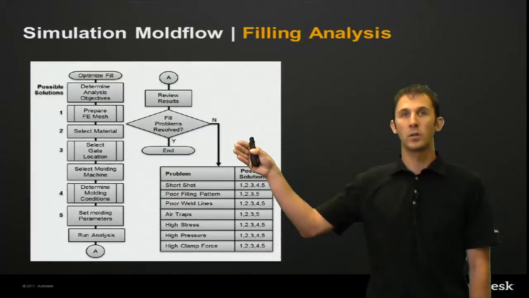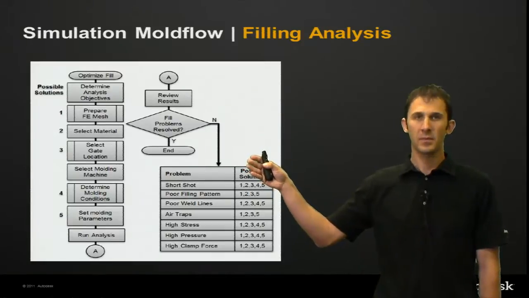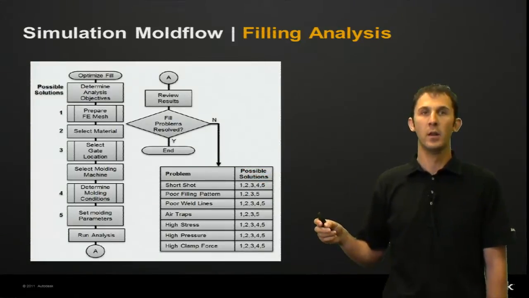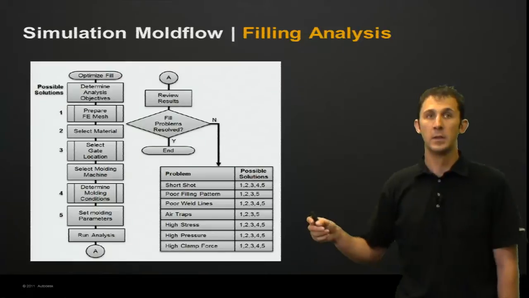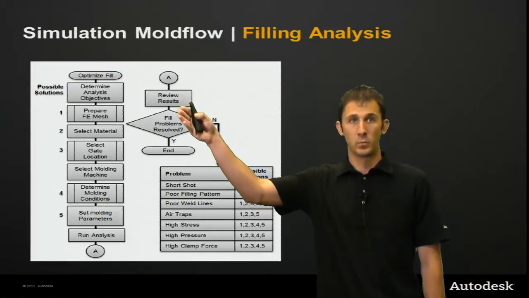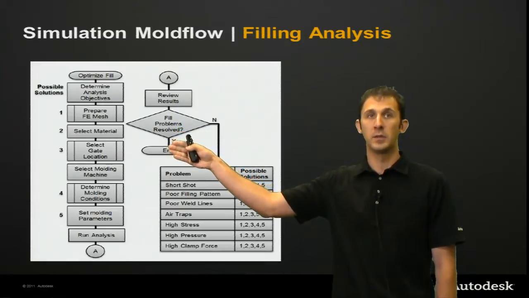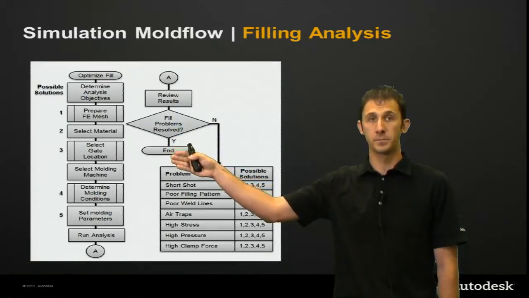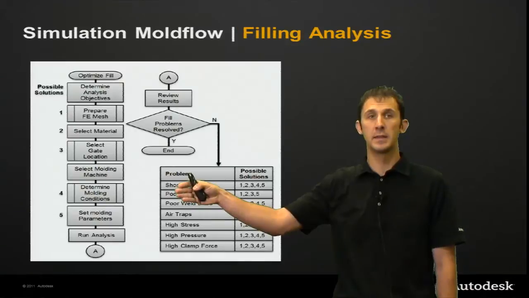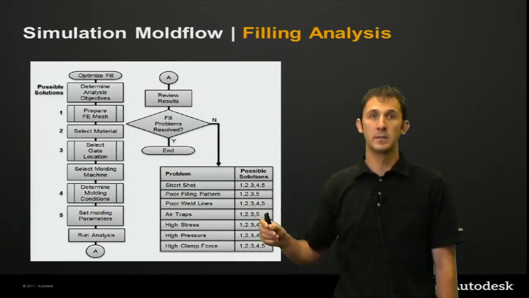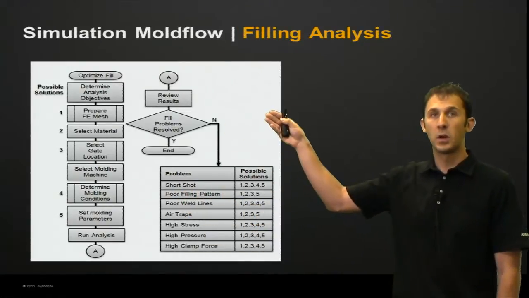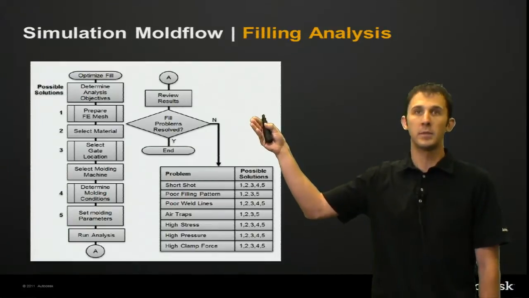So let's take a quick look at the filling process. This is a pretty complex diagram, but we just want to take away a few simple things. When we look at the fill, we have a bunch of different components. We start with preparing the model, selecting the material, defining the gate location, selecting the machine settings, and then ultimately running our analysis. Now, when we start to review the results, we could possibly encounter some problems.